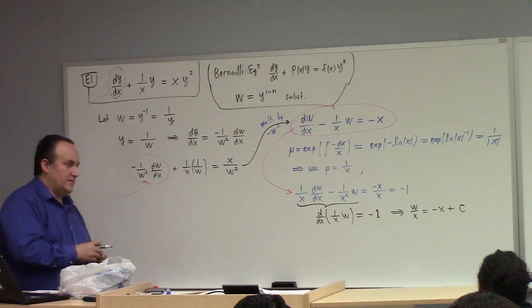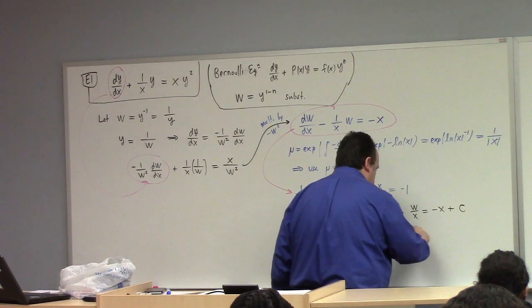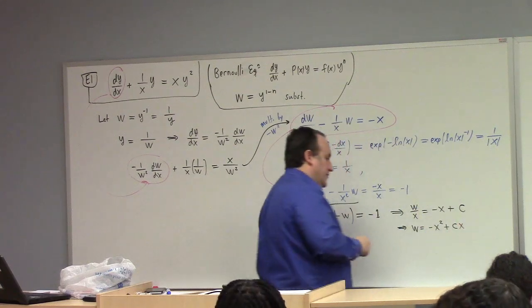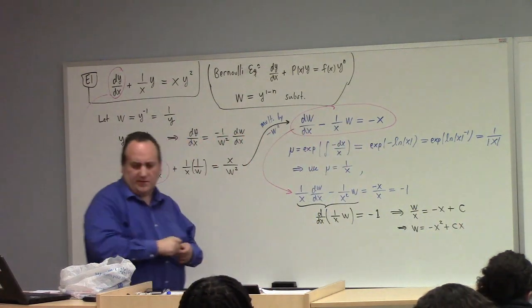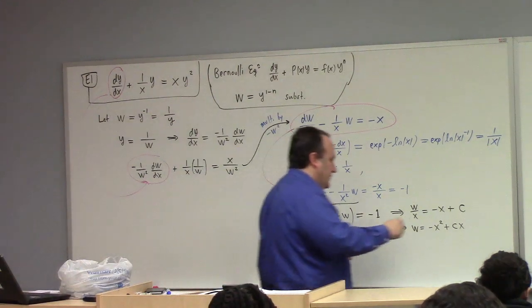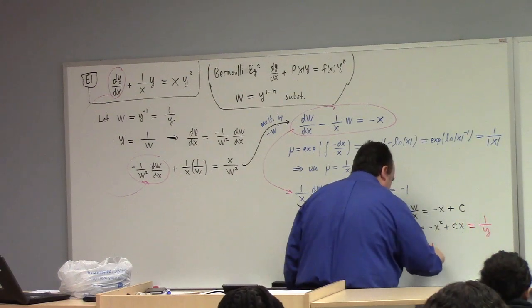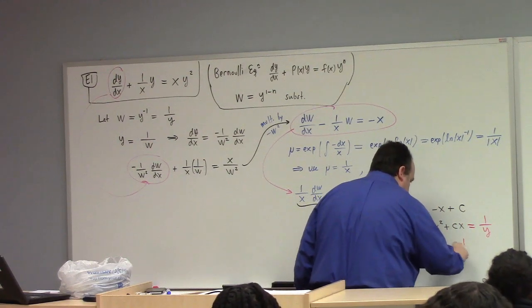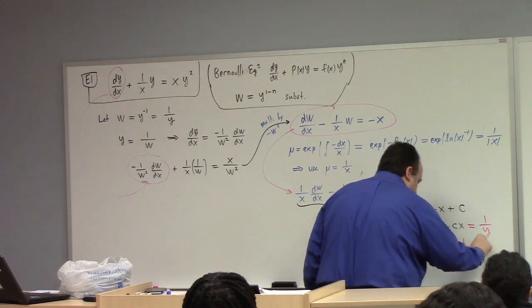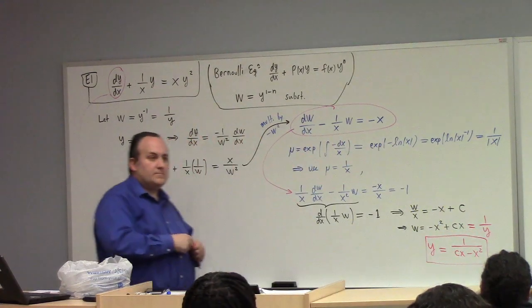So now I can solve for w. Apparently w is minus x squared plus cx. But what was w? Remember what it was to start with? 1 over y. So that's equal to 1 over y. Can we solve for y? We'd like to find the explicit solution when we can. And we definitely can here because y is equal to 1 over (cx minus x squared). And there you go. That is the solution to this Bernoulli equation.